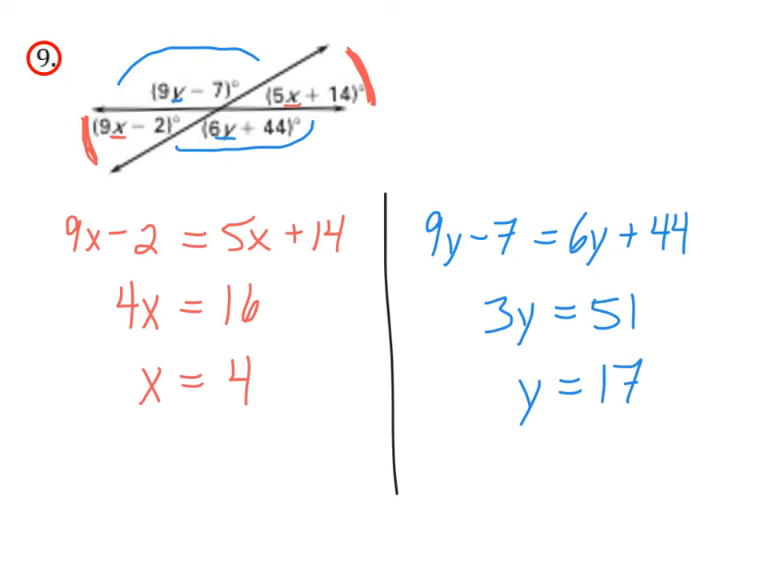So it looks like for x we end up with 4 and y we end up with 17. Now if I take that x value and plug it back in up here, I'm going to end up with 34 on the left and 34 on the right. So it looks like that one works out. And if I plug in 17, I'm going to end up with 146 up top and 146 down below. So it looks like y equals 17 checks out as well.